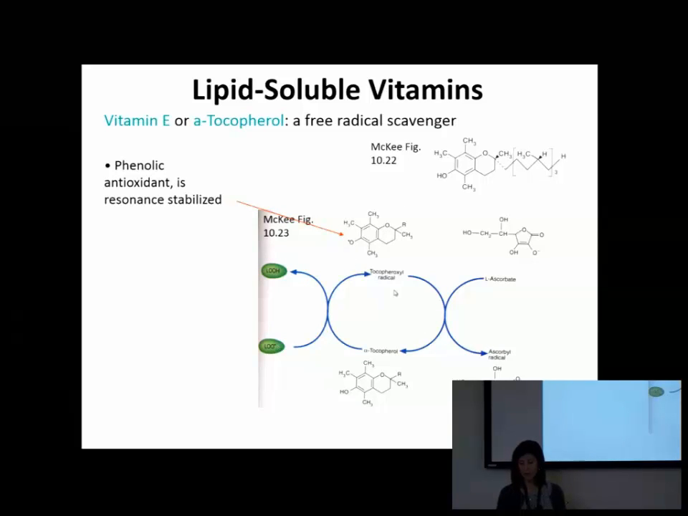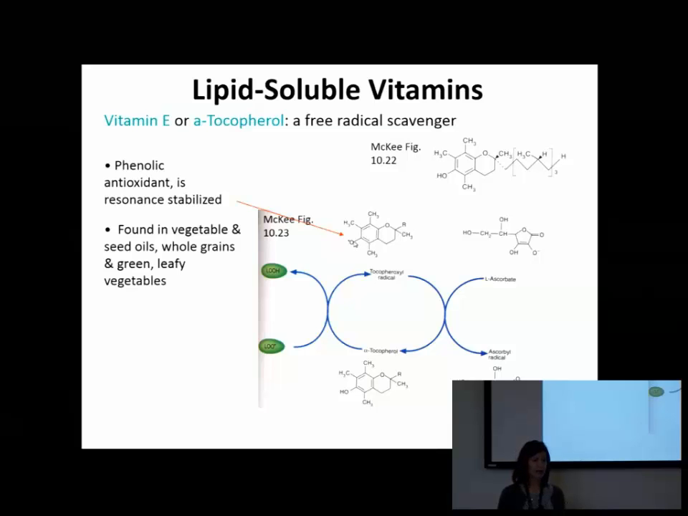So if it stays in there, then it stays in your body, right? You can't pass it out. So what happens is it gets passed on to a water-soluble vitamin called ascorbic acid, which is vitamin C. Vitamin C, very good. So the free radical then gets passed on to vitamin C right here, and then we can pass it out in our urine.